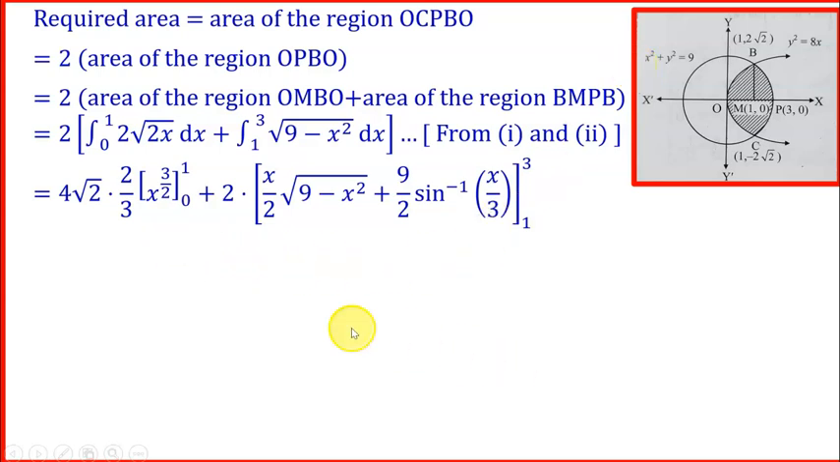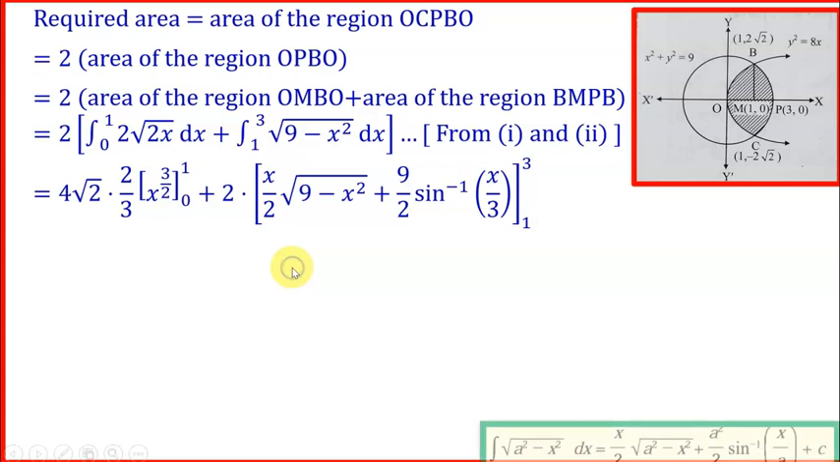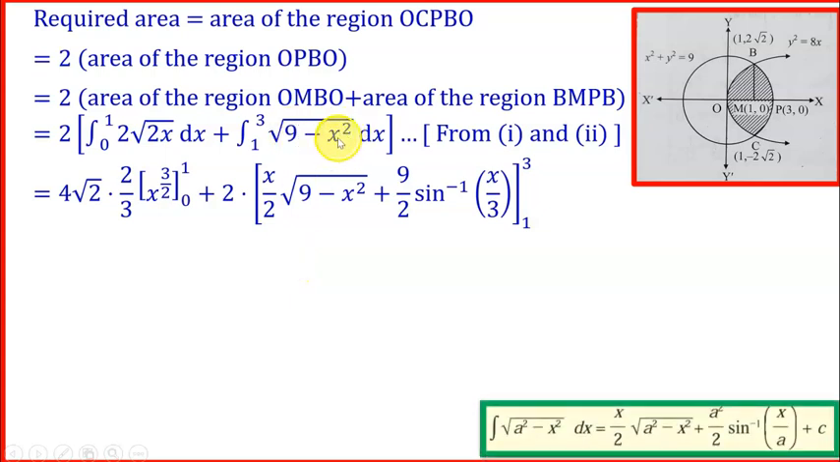Now we will integrate this. That is 2 into 2, that becomes 4 root 2, and the integral of root x is 2 by 3, x raised to 3 by 2. Lower limit is 0, upper limit is 1, and again here 2 into the integral of root of 9 minus x square.